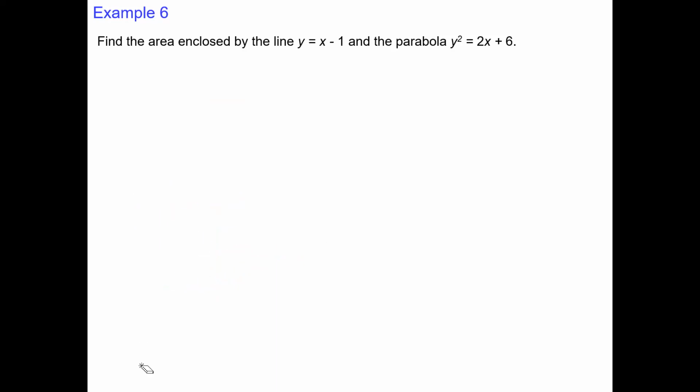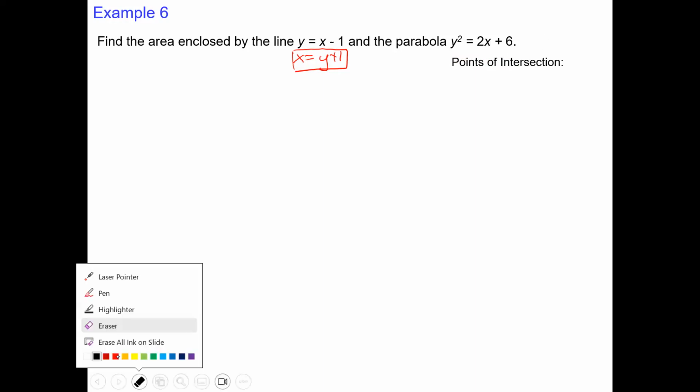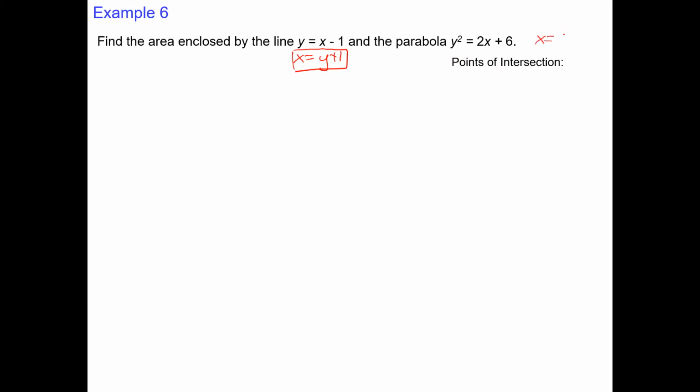First of all, let's find the points of intersection. Since we will solve this for x, y plus 1 is that function. And when we solve this one for x, it will be 1/2 y squared minus 3. You can pause the video and solve this for x, subtracting 6 and dividing by 2. Let me write this one more time. When we solve for x, we subtract 6 and divide by 2: 1/2 y squared minus 6 divided by 2.